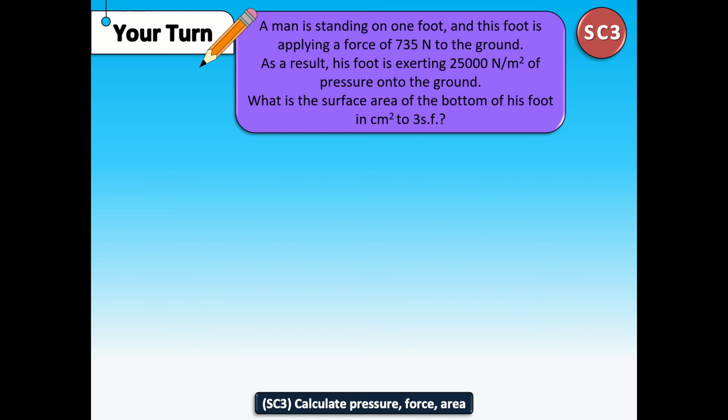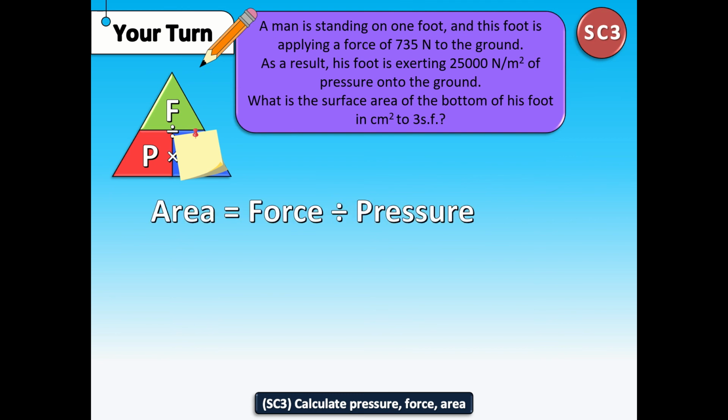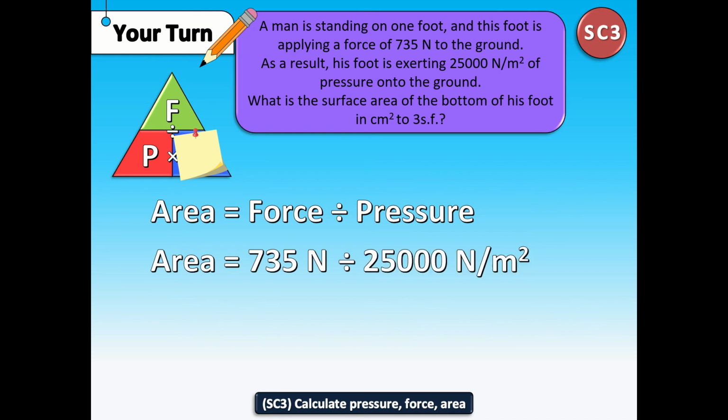So in this question, we want to work out area, so we cover up A for area, and that's force divided by pressure. So the force is 735 newtons, and the pressure is 25,000 newtons per metre squared. So that tells us our area is going to be in meters squared.